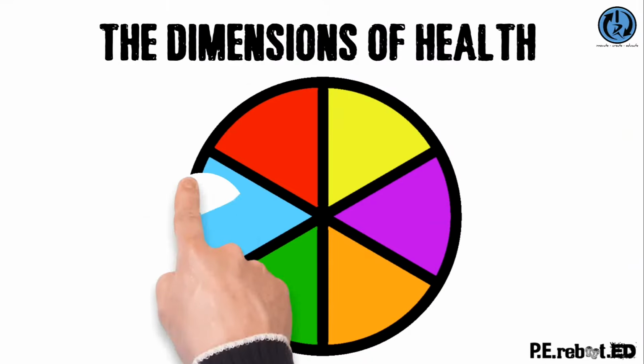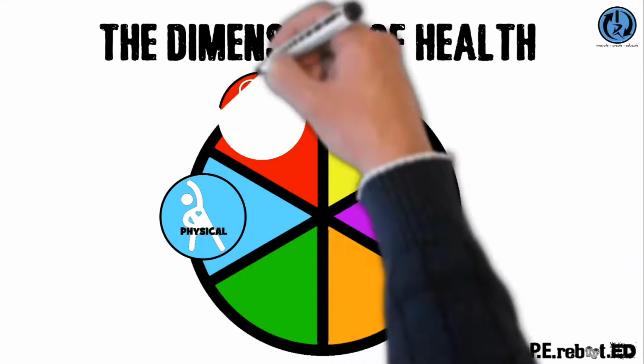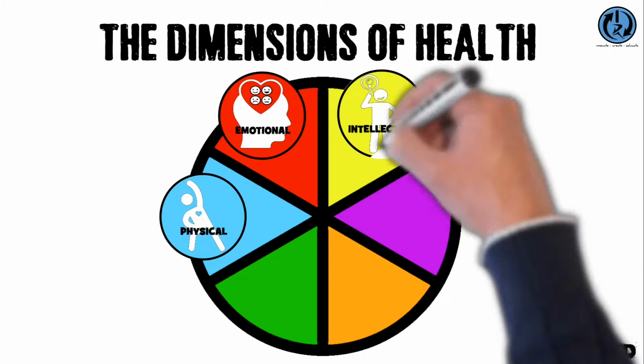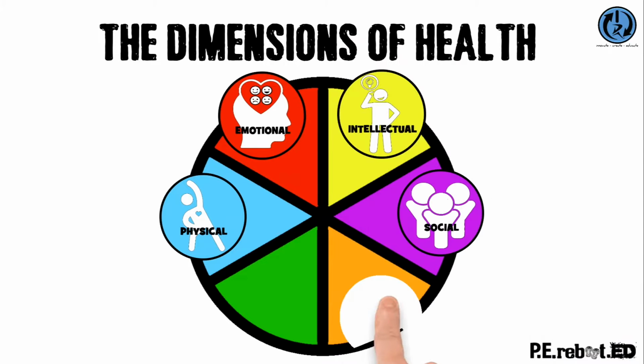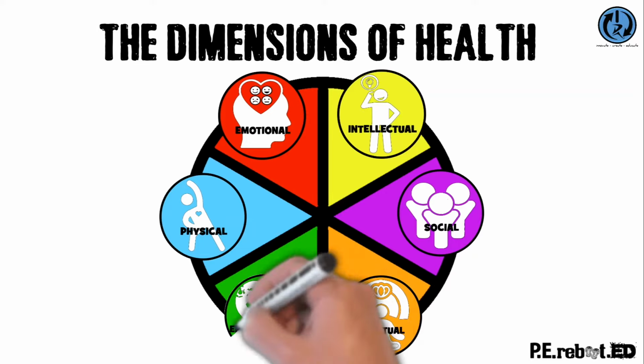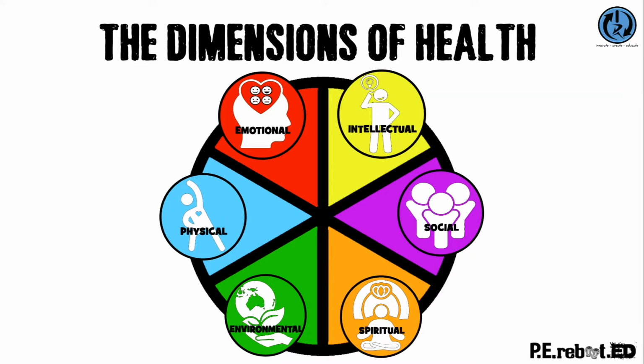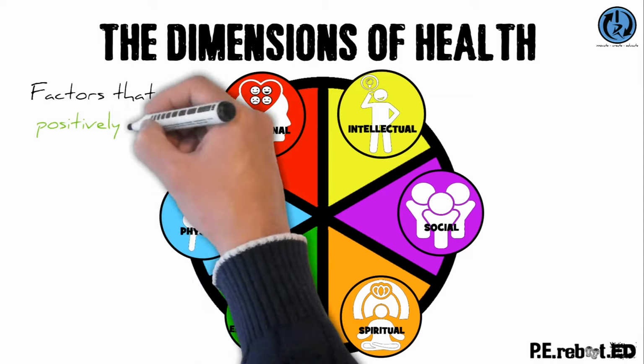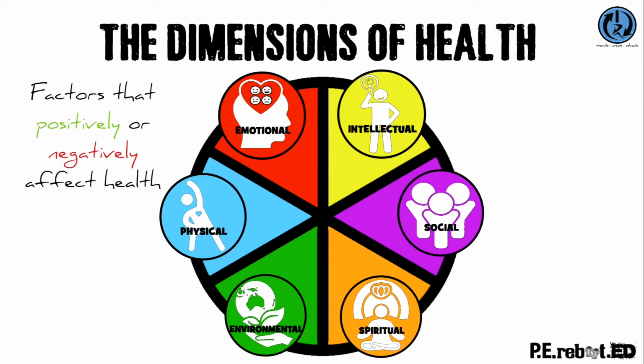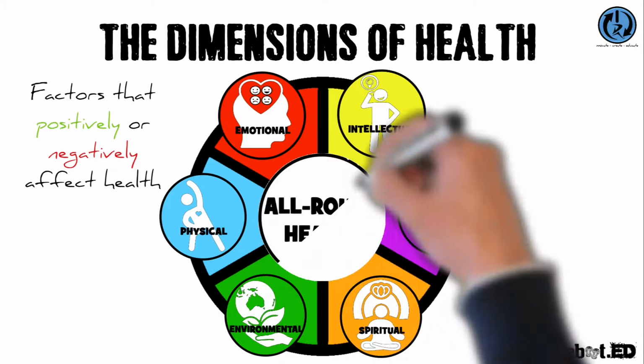The 6 dimensions of health are physical, emotional, intellectual, social, spiritual, and environmental. Each dimension of health incorporates many factors that can negatively or positively affect health, and each can be analysed looking for ways a person might improve their all-round health and well-being.